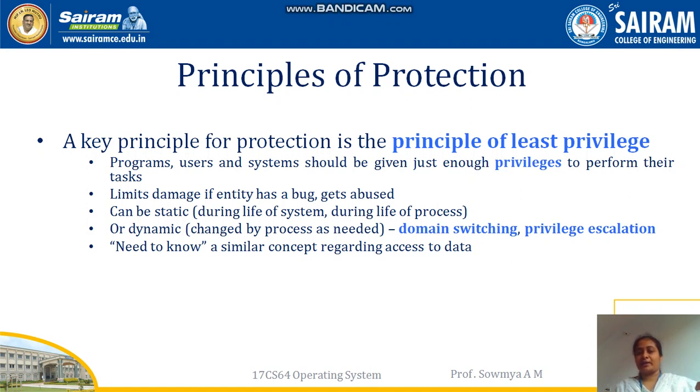It limits the damage of entities as a bug gets abused, and this damage can be static, which can damage during the lifetime of a process or the lifetime of the system. And dynamic damages like domain switching, privilege escalations, like unwanted use of privileges or switching from one domain to another unwantedly, are all dynamic damages. We need to know a similar concept regarding access to the data.